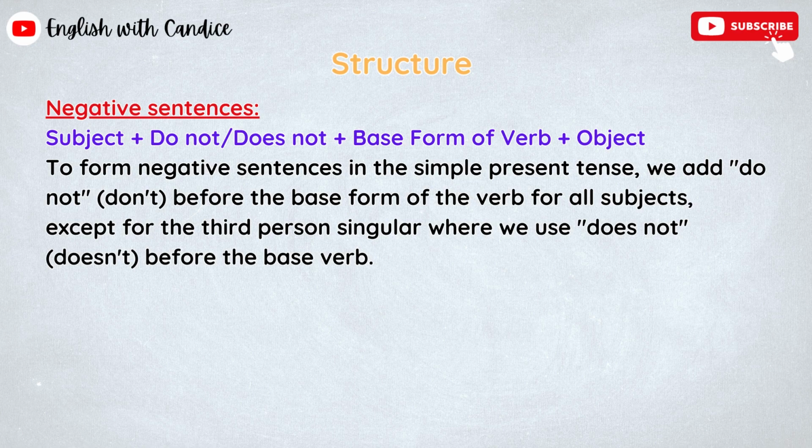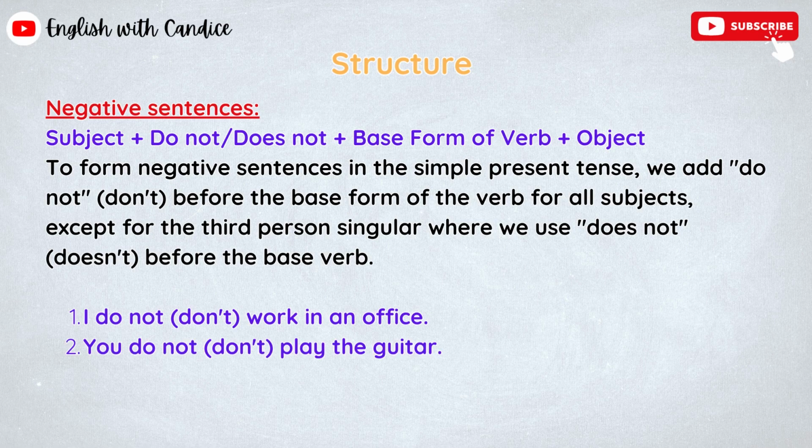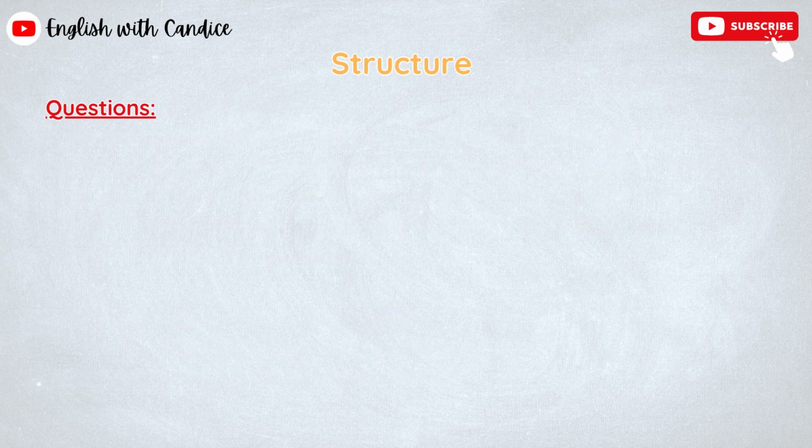I'm going to show you the same sentences as before, but this time in the negative form. I don't work in an office. You don't play the guitar. He doesn't go to school. Time to move on to question sentence structure.